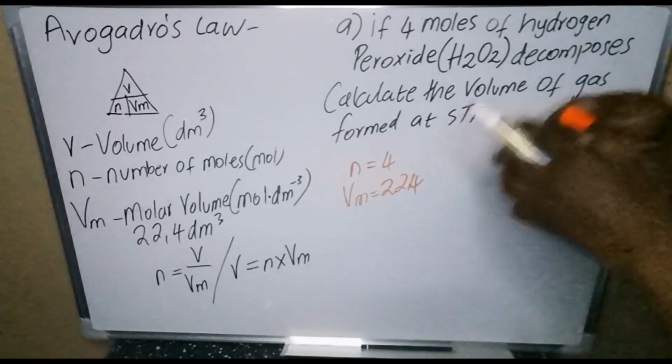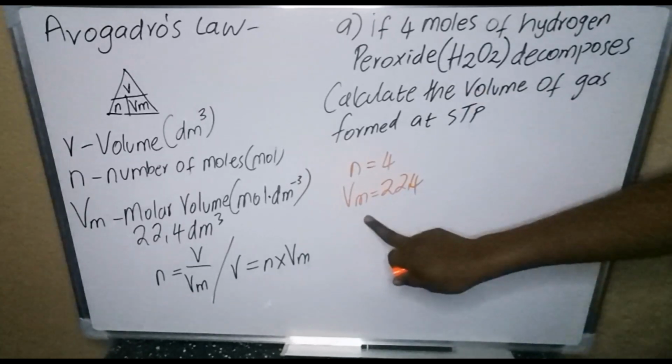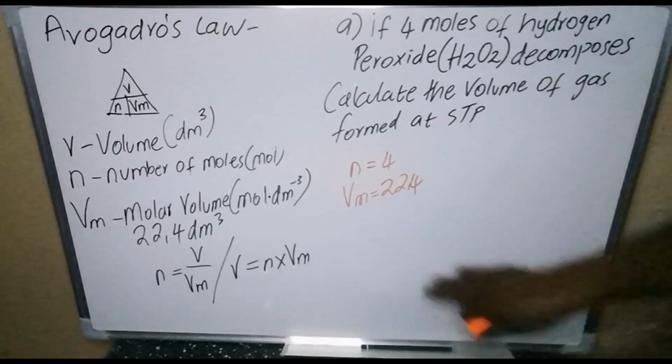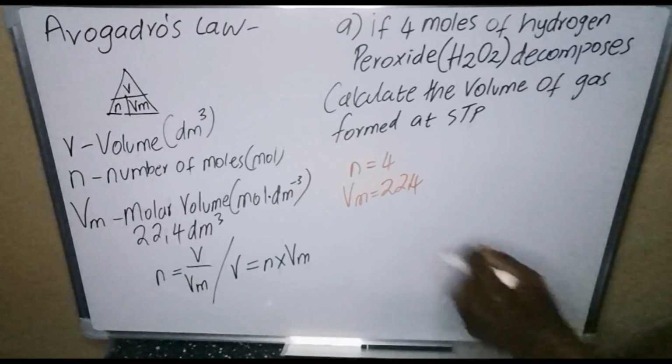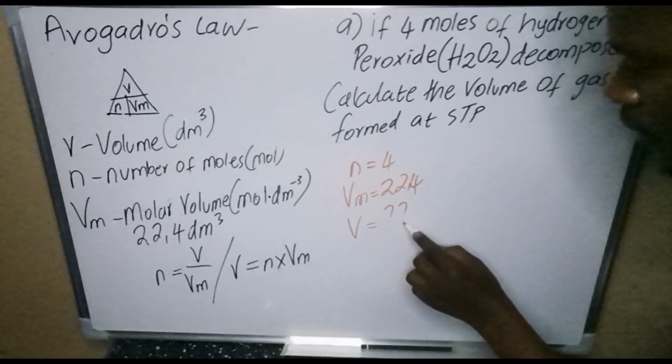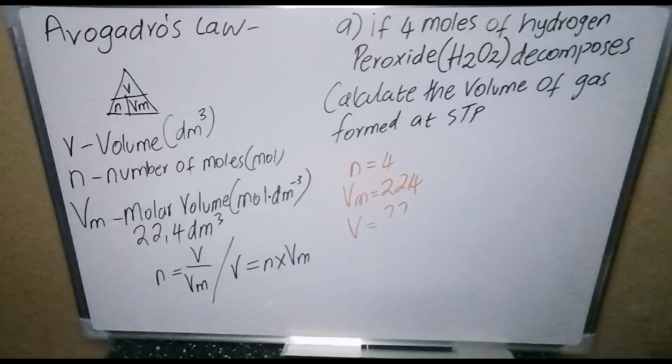22,4. They will not tell you that the value for molar volume is equal to 22,4 in the examination. You need to know it by heart. To grade 12, by the way, even to university level, you need to know this constant by heart. Now, they say you must find the volume here. How are you going to find the volume? Please pause the video and go through this example.